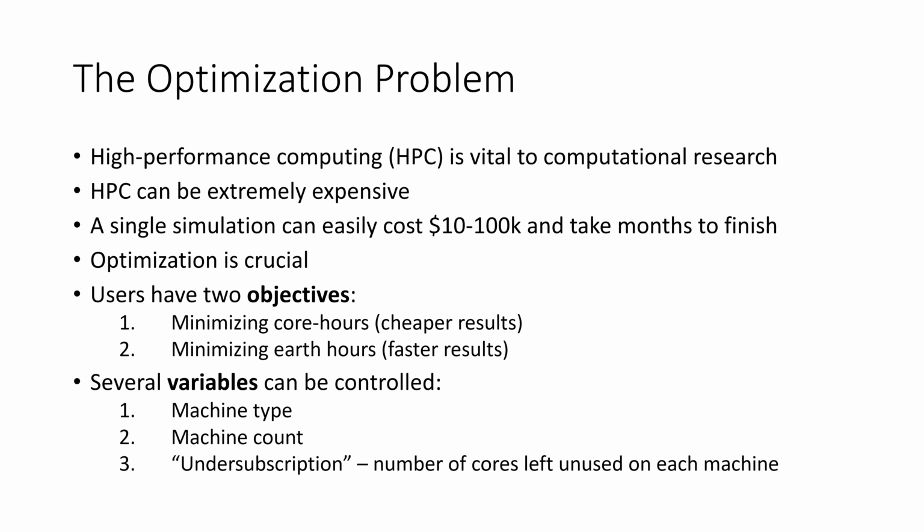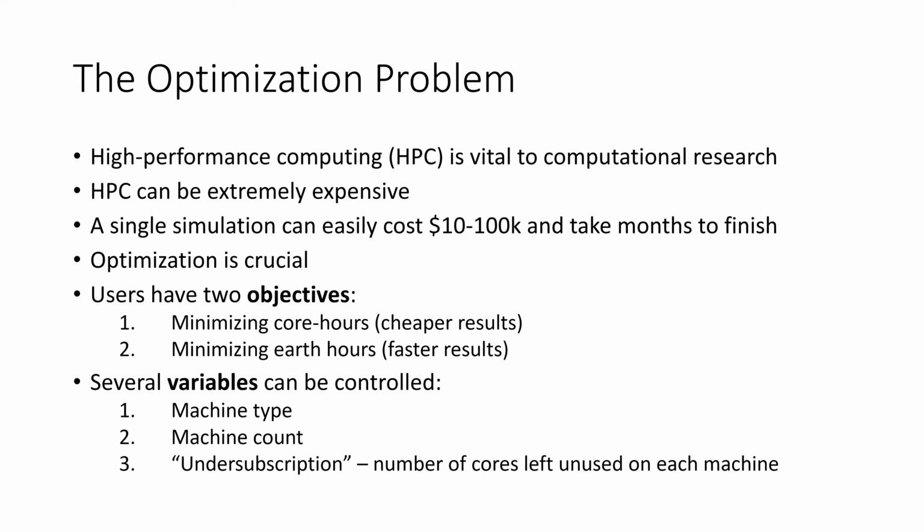First, let's talk a little bit about the optimization problem and why optimization is necessary. High-performance computing is a vital tool for computational research. Lots of scientific codes are quite expensive, and in particular, we heavily use computational fluid dynamics. In our research, we are using HPC every day and it's vital to our workflow. The downside of that power is that HPC can be extremely expensive.